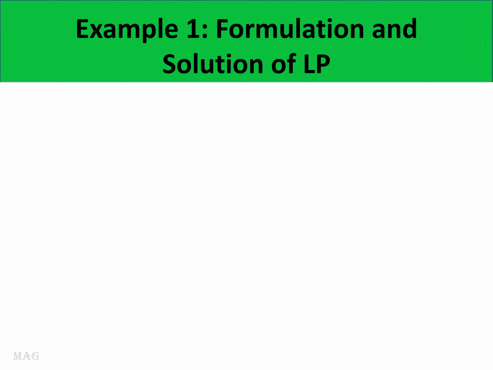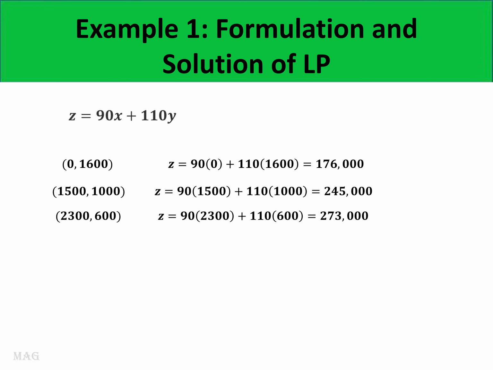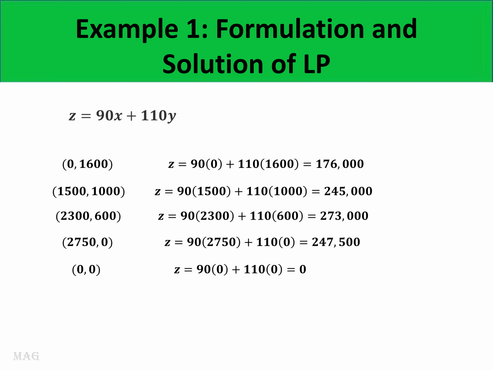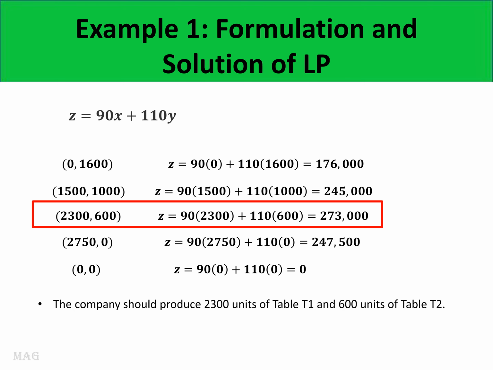The possible values of z are as follows: 176,000, 245,000, 273,000, 247,500, and 0. We see that the company should produce 2,300 units of T1 and 600 units of T2, and this will give the company a maximum profit of $273,000.